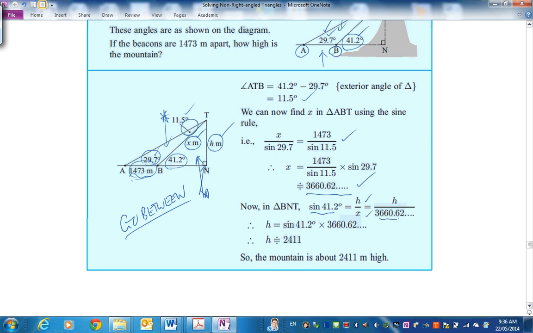Keep all the figures on the calculator, and then what we've got is sine 42 times x. So sine 42 times that will be h, because we've got h over this number equals h over x, all the figures, equals the sine of 41.2, and then multiply it across. So h equals sine 42 times that. And then round it off. We've got 4 figures here, or round it off to 3 significant figures.